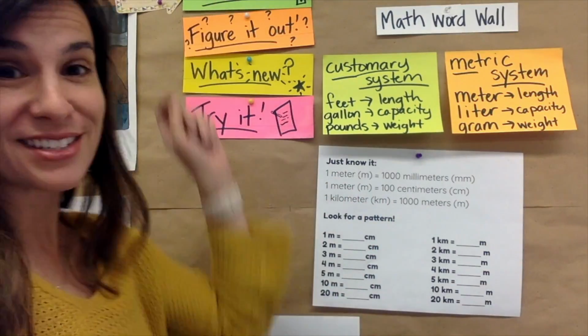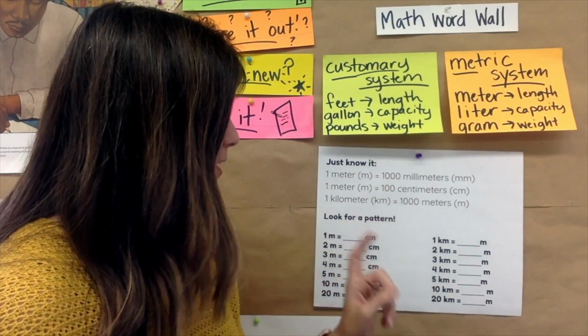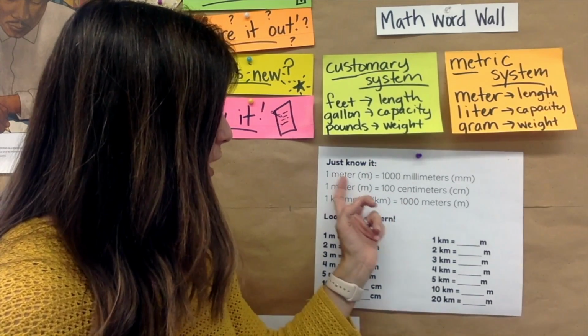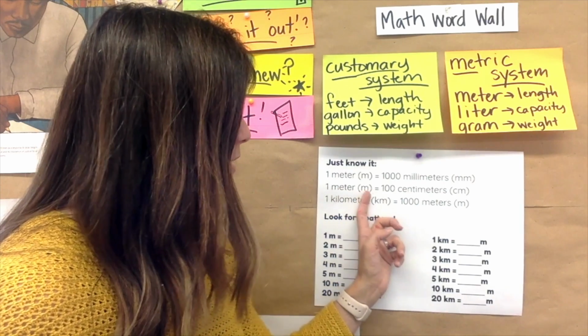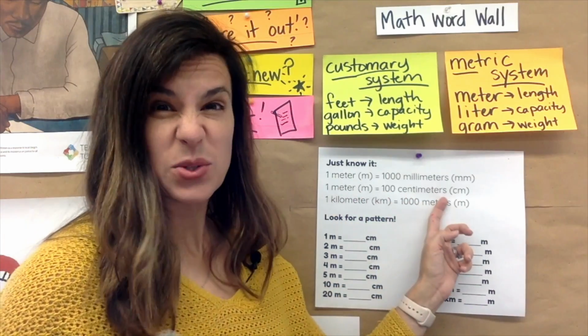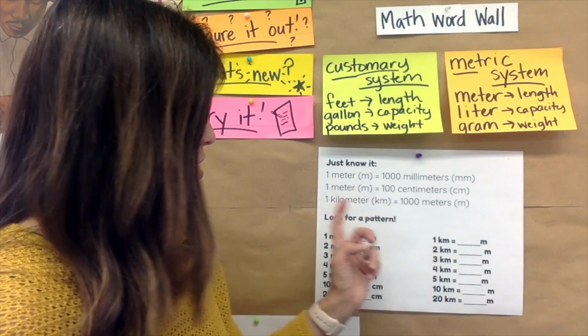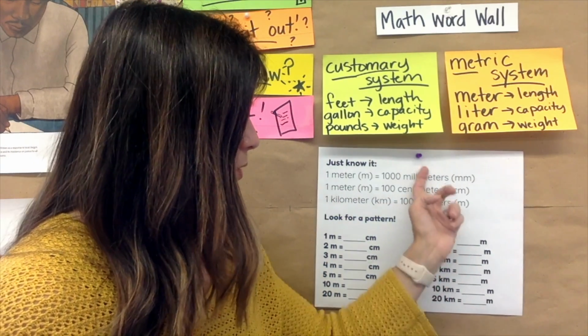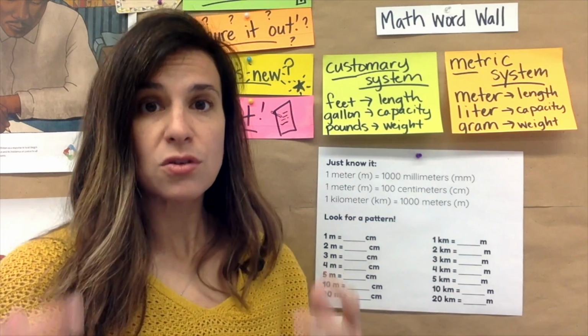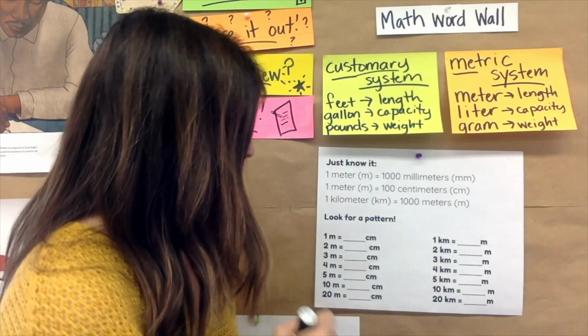For our Just Know It today, here we go, Just Know It, we have a conversion chart here. 1 meter equals 1,000 millimeters. 1 meter equals 100 centimeters, so it seems like there's some base 10 relationship here. 1 kilometer equals 1,000 meters, so then we can convert between all of these. So let's look for a pattern here when we do some conversion.